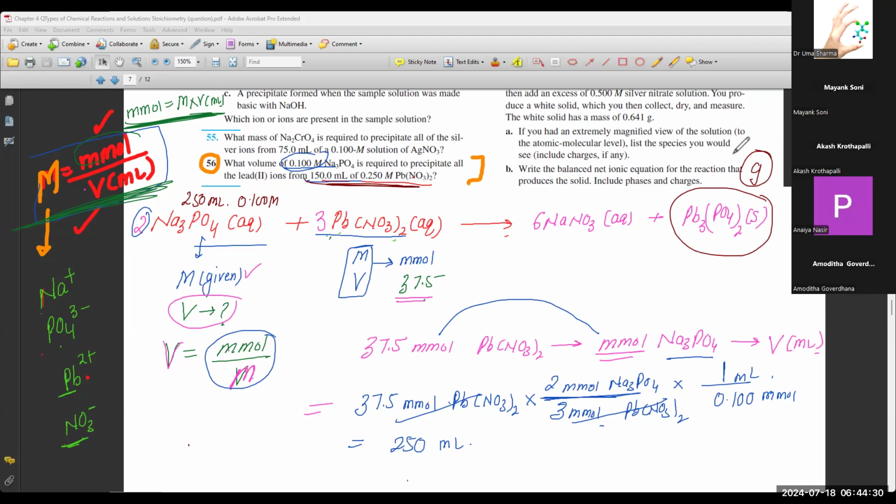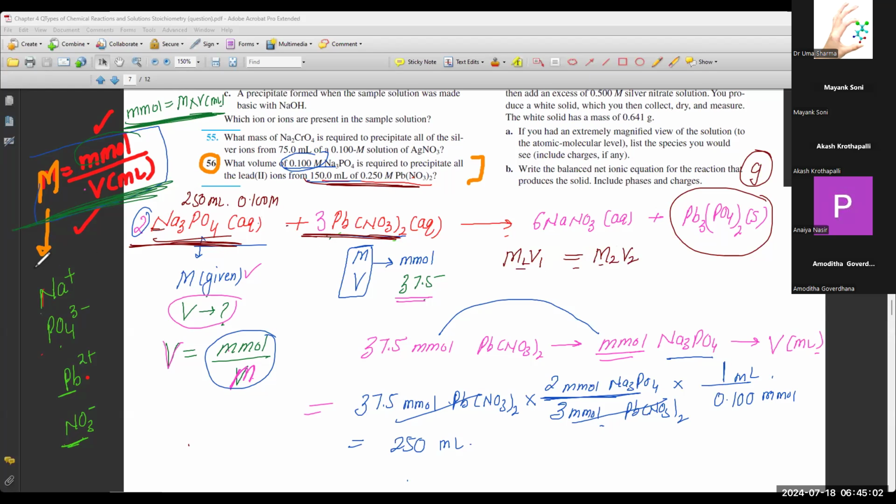So Amodita is saying, why can't we use M1V1 equals M2V2? Amodita, this is a dilution law equation. And you can use it only in the reaction when they are 1:1. Are they 1:1, Amodita? If you want to use this equation, use this, M1V1. Children, pay attention. I'm teaching something new. I cannot use this equation here because my moles are not equal.